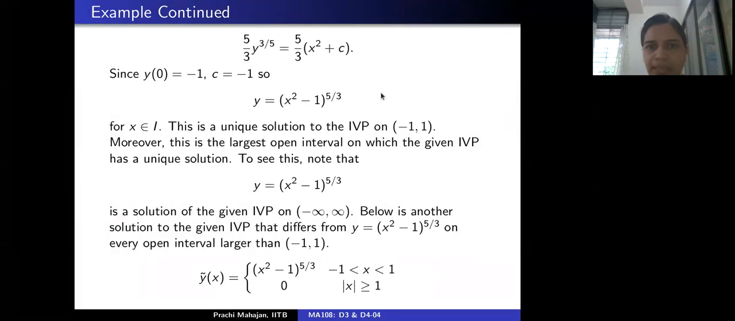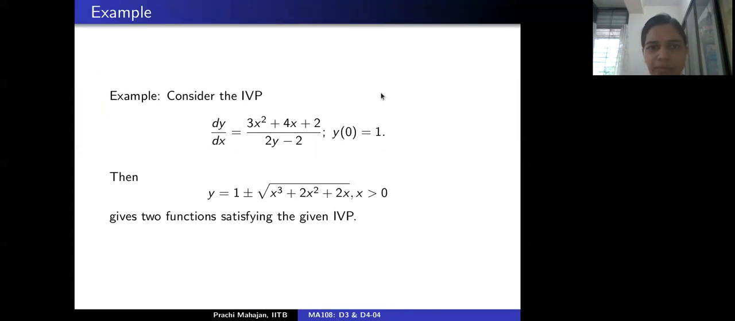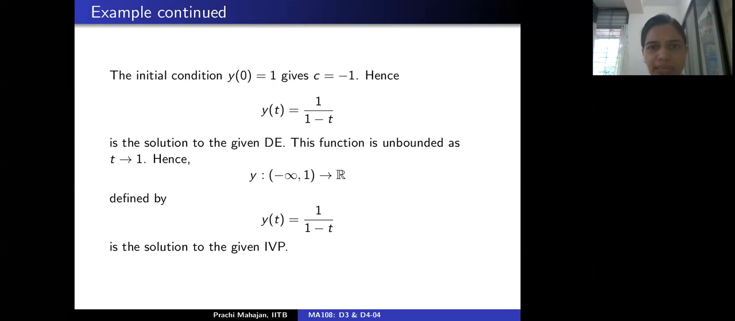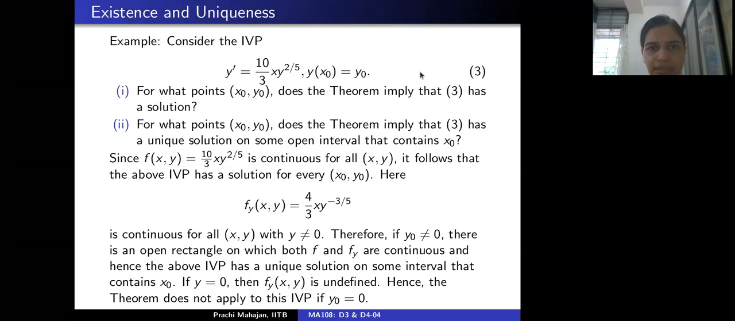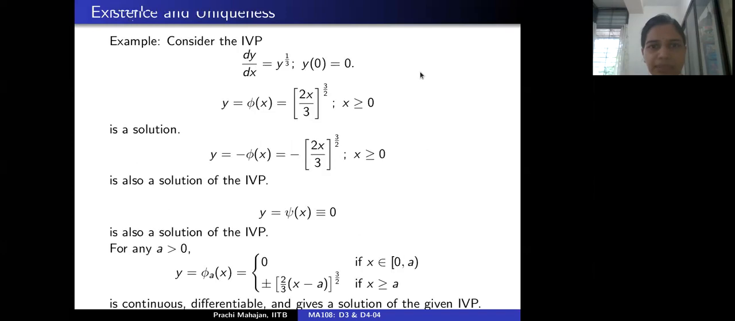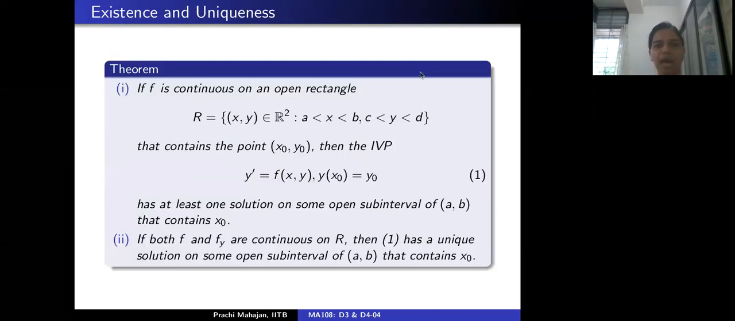Let's recall the statement of the existence and uniqueness theorem first. Here it is. I have a first order linear or perhaps non-linear ODE with initial data, right? And what does this existence and uniqueness theorem tell us? That if f is continuous on a certain rectangle containing the point x naught, y naught, then this initial value problem 1 has at least one solution on some open interval AB containing the point x naught.